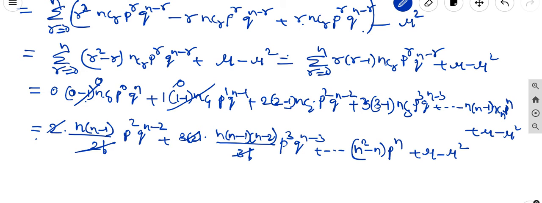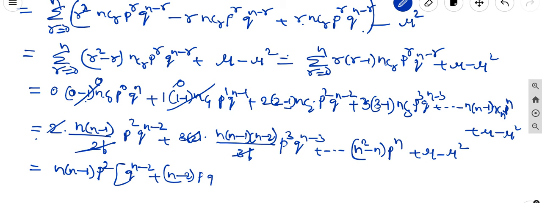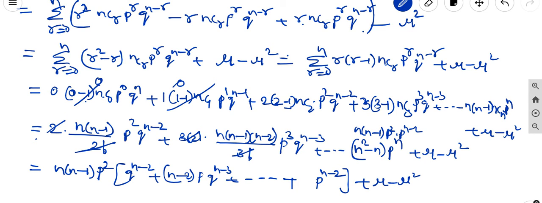Here, taking n into n minus 1 into p square as common, the remaining terms are q power n minus 2, plus n minus 2 into p q power n minus 3, plus so on, plus p power n minus 2. Why? Because this is nothing but n into n minus 1 p square times p power n minus 2, plus mu minus mu square.